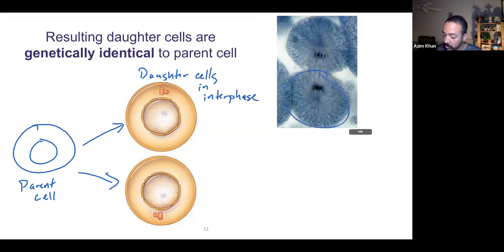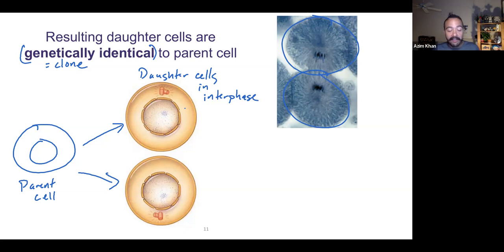You can see two separate but genetically identical cells. Another word for genetically identical, maybe you've heard, is clone. That's what a clone is, something that's genetically identical. Same DNA. So identical twins are clones. They are genetically identical. Not necessarily physically identical, but genetically, same DNA.